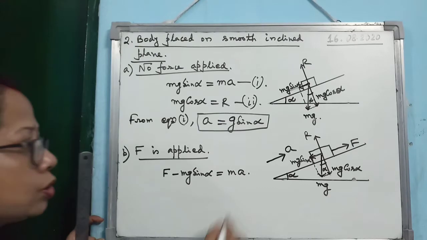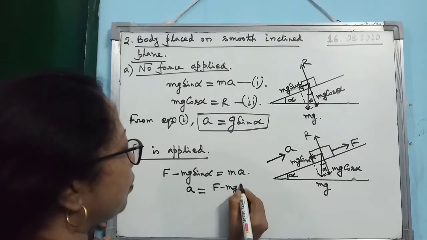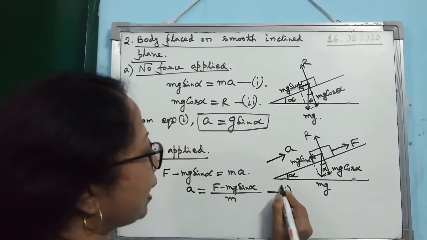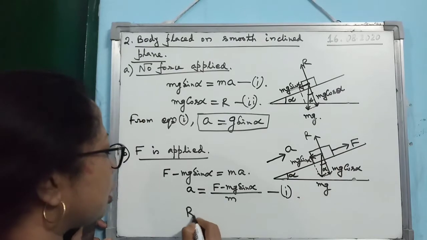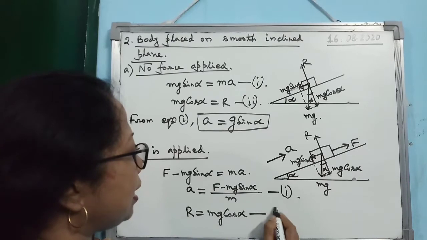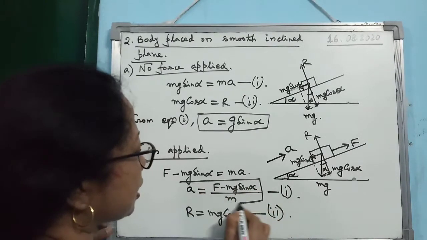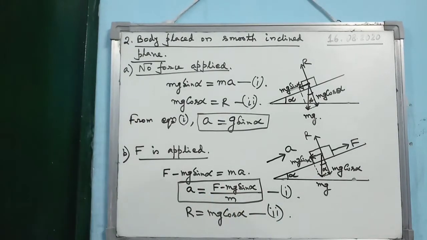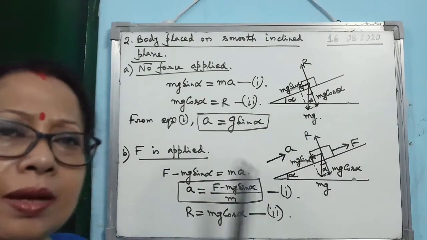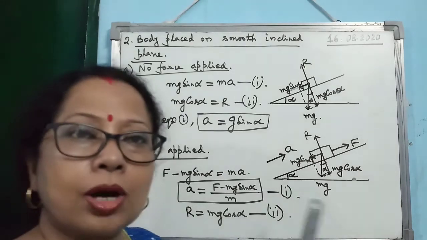Is that clear? So you see, what is the acceleration? Acceleration is (F minus mg sin alpha) by m. And in this case also, the normal reaction R is balanced by mg cos alpha. So you must remember the expression for acceleration. But in case of solving numericals, you just apply the concept; you don't have to mug up all these formulae, you just need the concept to do it.